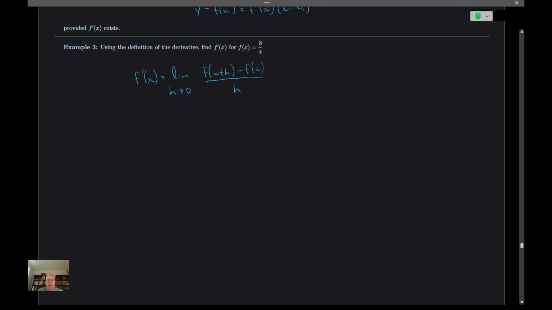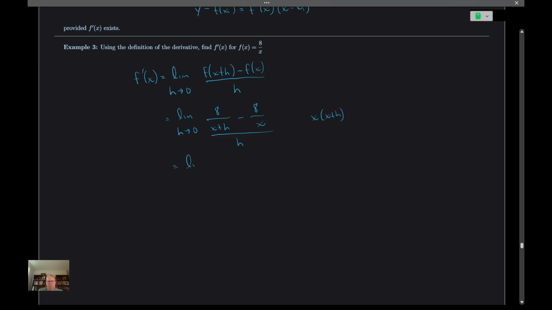So what is f of x plus h? We're going to substitute x plus h in for x. So we have 8 over x plus h minus f of x, which is 8 over x, all over h. Now we have this crazy fraction here. Let's look at this fraction on the top and find a common denominator. So the common denominator would be x times x plus h.